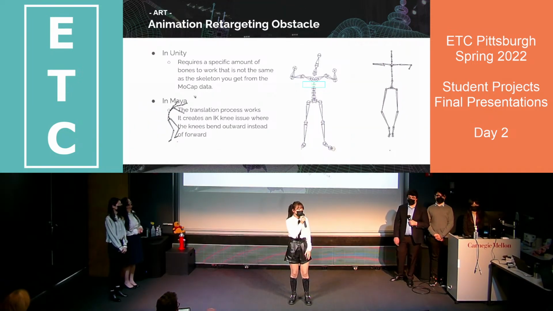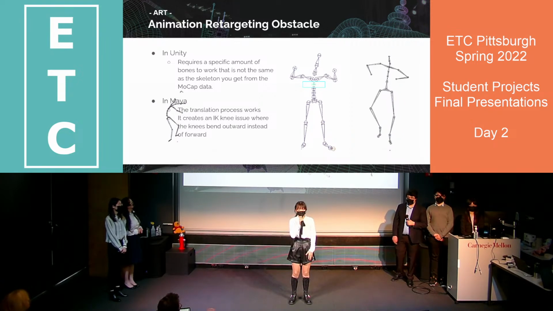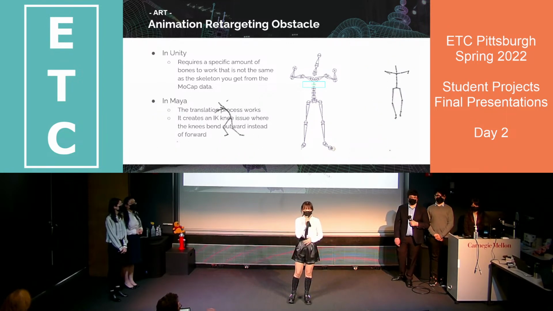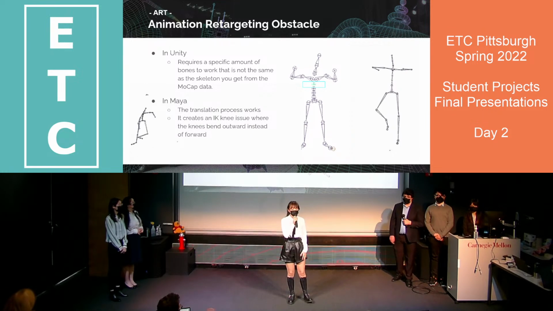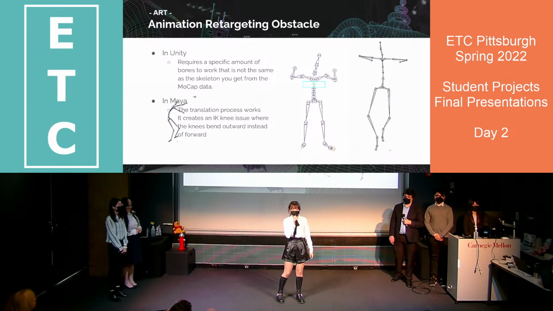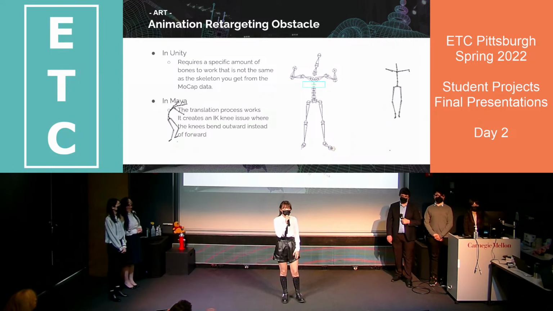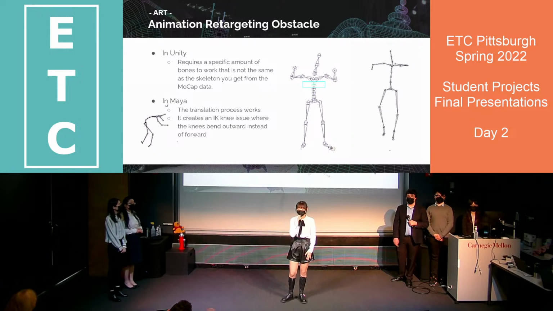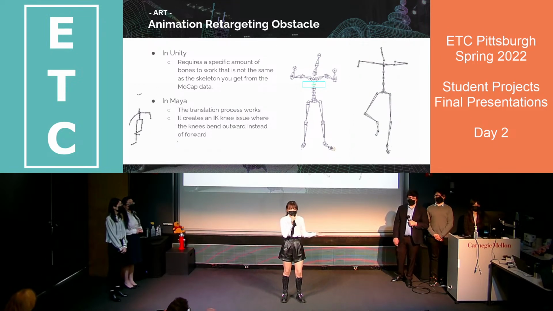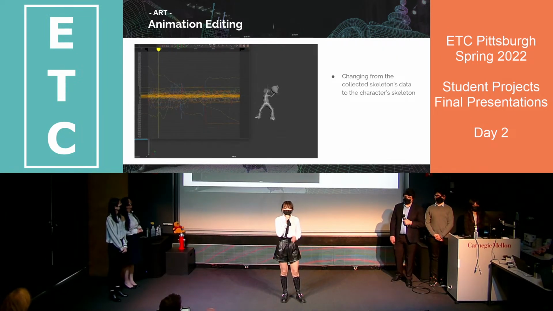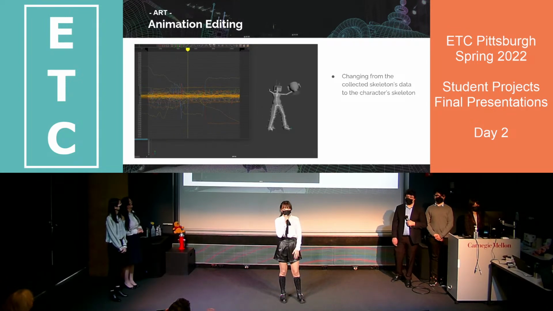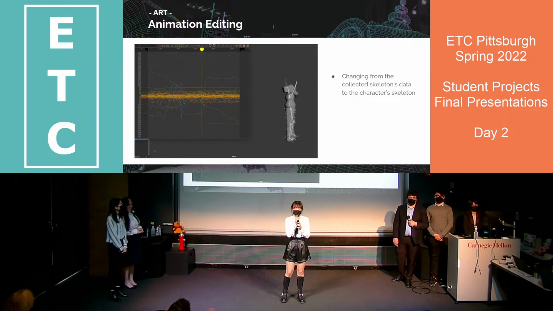And when we worked on the animation, one of the issues was the animation targeting obstacle. Unity requires a specific amount of bones to work, which is not the same as the skeleton you get from the mocap data. To remove one of the skeleton joints, in this case the spine 3 joint, would lose the smoothness of the animation from mocap. Another issue we faced was that the translation process works in Maya, but it creates an IK issue where the knees would bend outward instead of forward. So what we did is keyframe editing and adjustment to the character's bone length, so the mocap data could be applied smoothly on our own characters.